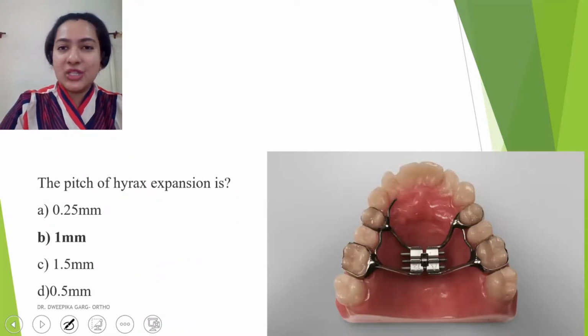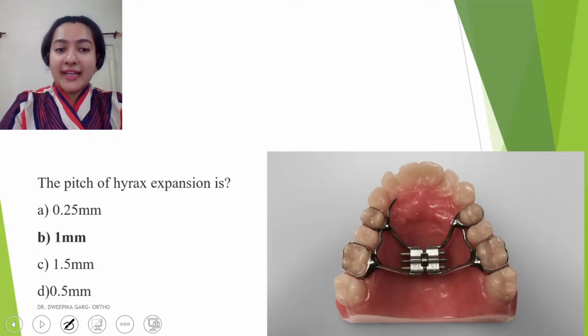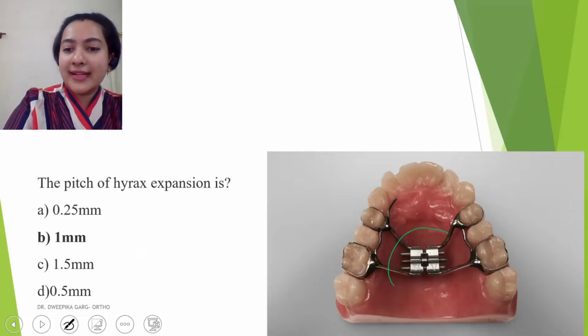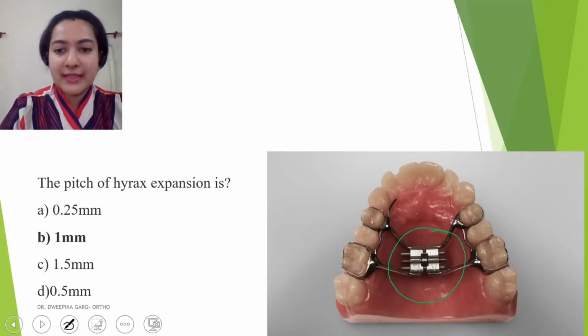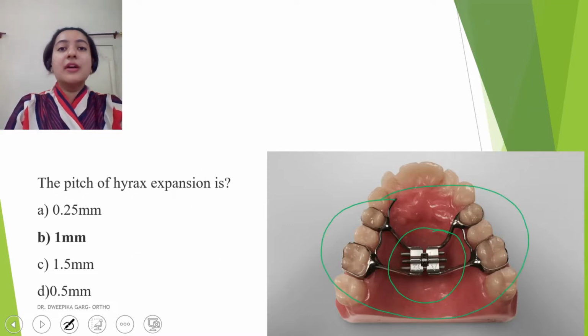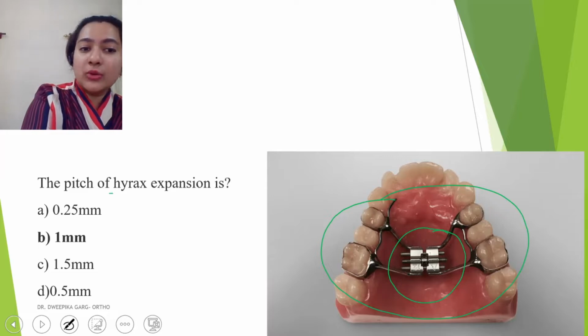Right. Next question. Very important. The pitch of hyrax expansion is? Pitch of hyrax expansion. So this is your hyrax expansion screw. This is basically a jack screw, and this is hyrax appliance. Hyrax appliances are used for rapid palatal expansion. They can either be banded or they can be bonded. Okay, so this was about hyrax.